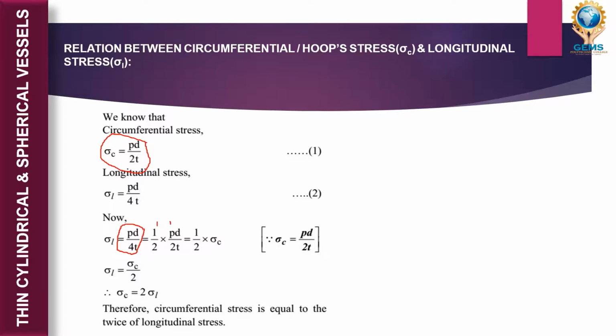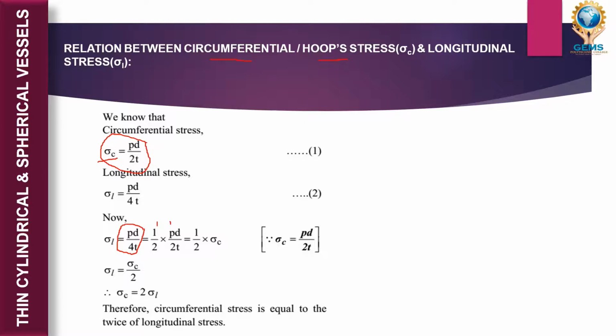One more important thing here. Already we know PD by 2T. What is PD by 2T? It is the formula for hoop stress or circumferential stress. So instead of PD by 2T, we can write directly sigma c, because sigma c is equal to PD by 2T. Am I right or wrong? Please focus here. So our formula became half into sigma c instead of PD by 4T.